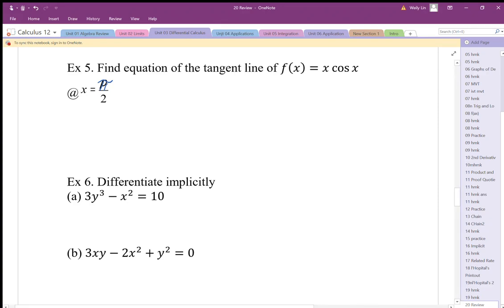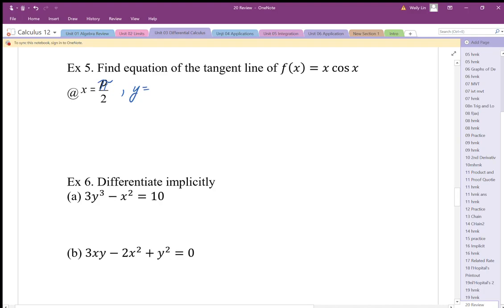Okay, so the next problem involves finding the equation of a tangent line, which means that we need to find a point on the curve and the slope at that point. So we're going to first start off with x equals pi over 2. We really should know the y value, or the y position, of that.